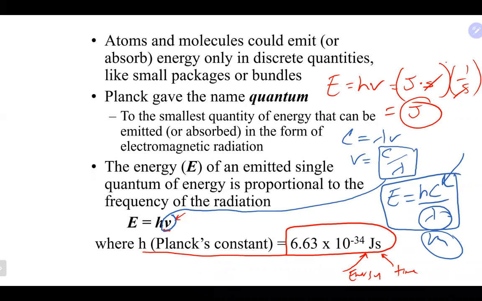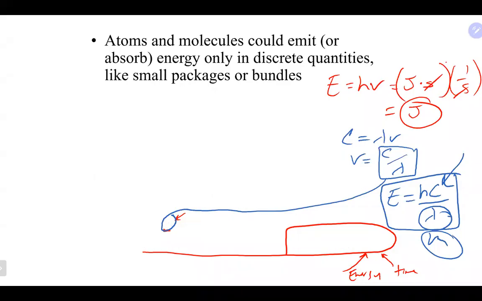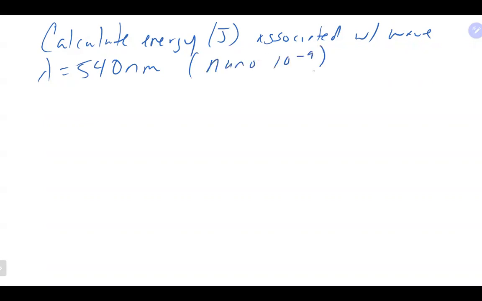So why don't we try the one we just did? Let's calculate the energy associated with what we just calculated, which I think was 540. Okay, so I want you to calculate the energy in joules associated with a wave that has a wavelength of 540 nanometers. And again, nano being 10 to the minus 9.